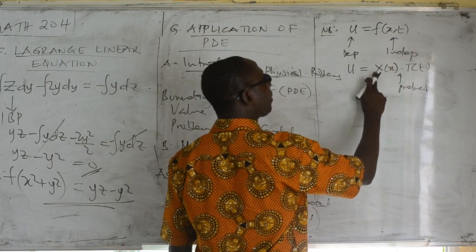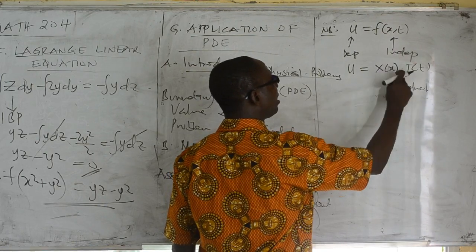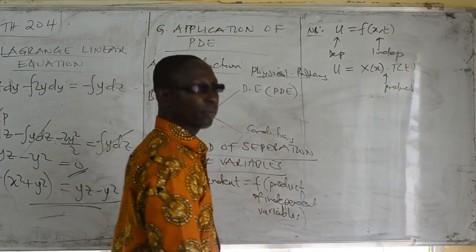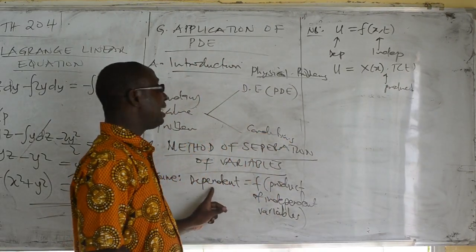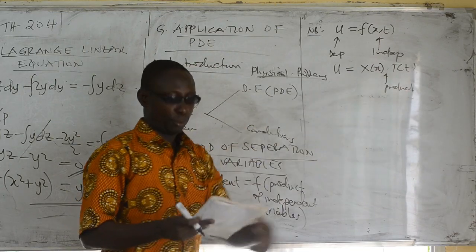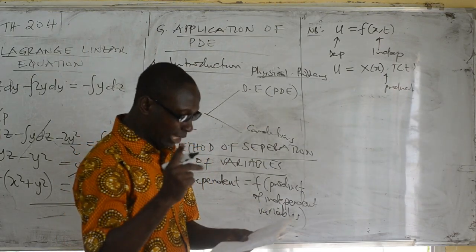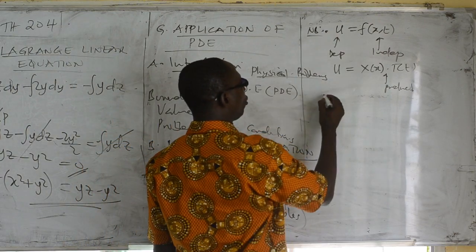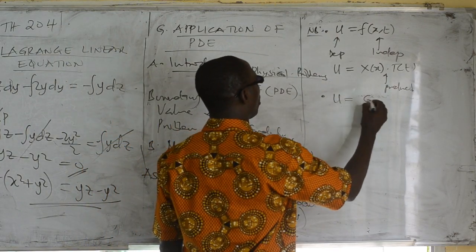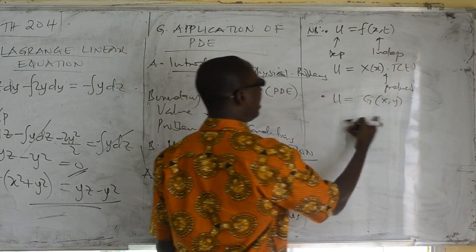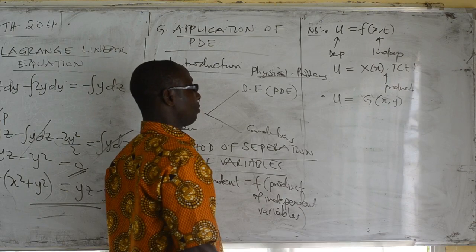Capital X is a function of this small x, times capital T is a function of this t. This is what it's referring to. Dependent u, the product is here of the independent. So that is what it is referring to. Well, try this. If I'm giving you this, try this and let's see the answer you will get.